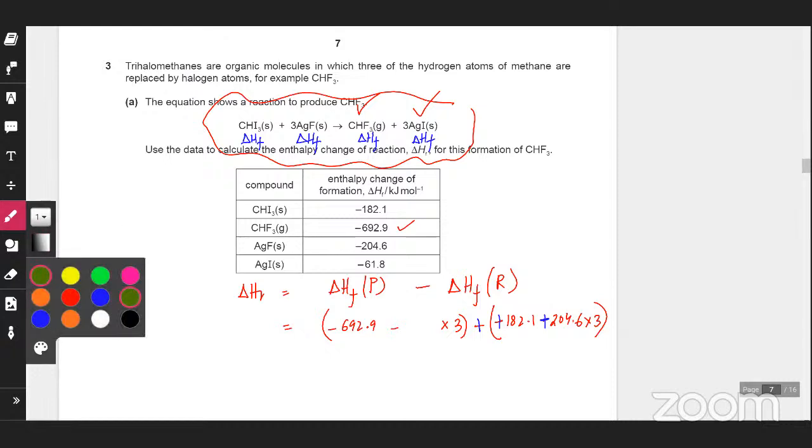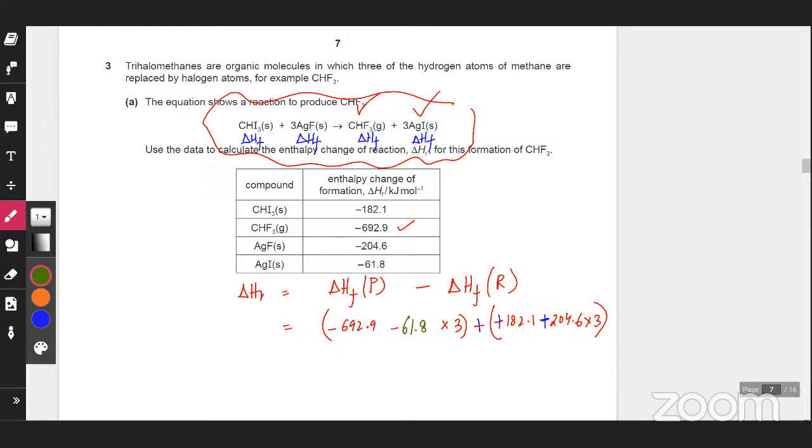This is what was needed to be corrected, right? Yes. So be very careful with the calculation. You're going to make a lot of calculation, silly mistakes, basically. So it's minus 692.9.